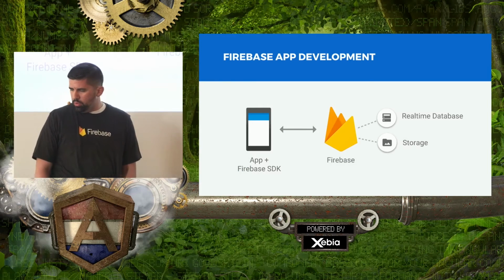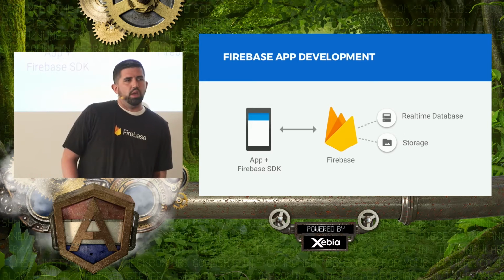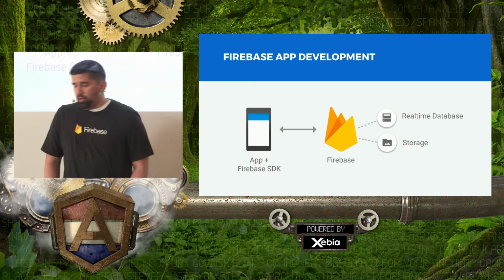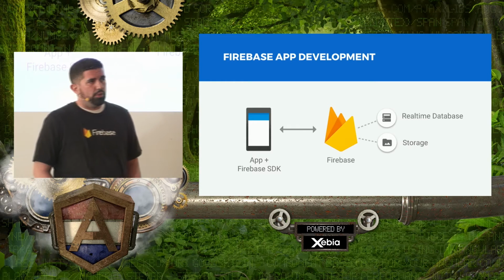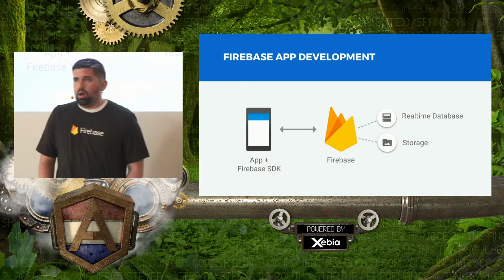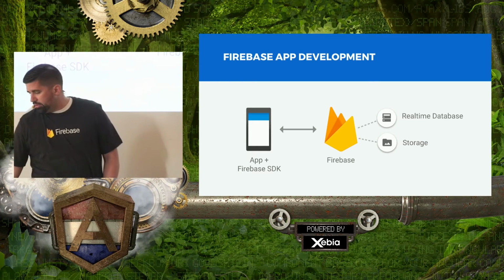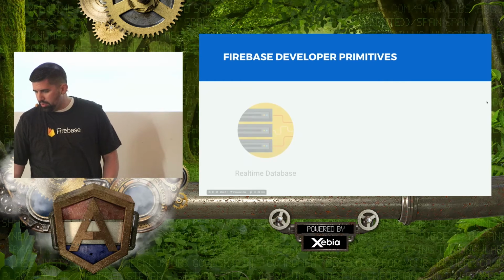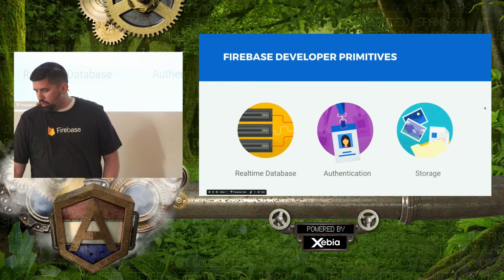So with Firebase app development, you can pretty much cut out the server and worrying about the maintenance and the cost. With your app and about 6 lines of SDK configuration, you'll be up and running with a Firebase server for free. And you can store your data in the real-time database and your assets in storage. So there are 3 basic primitives: the real-time database, authentication, and storage.